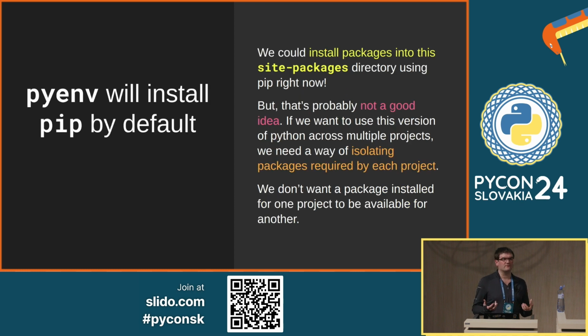So pyenv as well, the tool that we're using here, will install pip generally by default when it installs a version of Python. And if we wanted to, we could just start installing any packages that we want into this site-packages directory. But as I'm sure we know, that's not a good idea. That's not something you generally want to do. Instead, you want to isolate your packages by individual projects. Just like in the previous talk, we want to reduce the amount of complexity. Just because you're working on one project that happens to use pandas, you don't want your version of Python in another project that is doing something completely unrelated to also have pandas installed in its namespace.